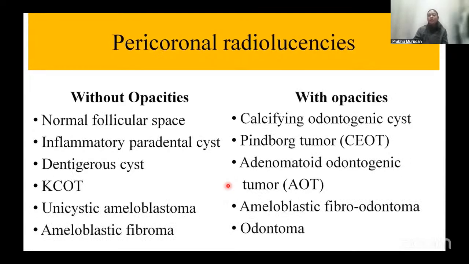For pericoronal, which means surrounding the coronal portion, the pericoronal radiolucencies can be with radiopacity or without radiopacity. Without opacities means a normal follicular space surrounding an impacted tooth, most commonly impacted third molars. It will have a normal follicular space or sometimes a slightly enlarged follicular space. There can be dentigerous cyst, KCOT, unicystic ameloblastoma, and ameloblastic fibroma. These are present without opacities. With opacities means COC, Pindborg tumor, AOT, ameloblastic fibro-odontoma, and odontomas.